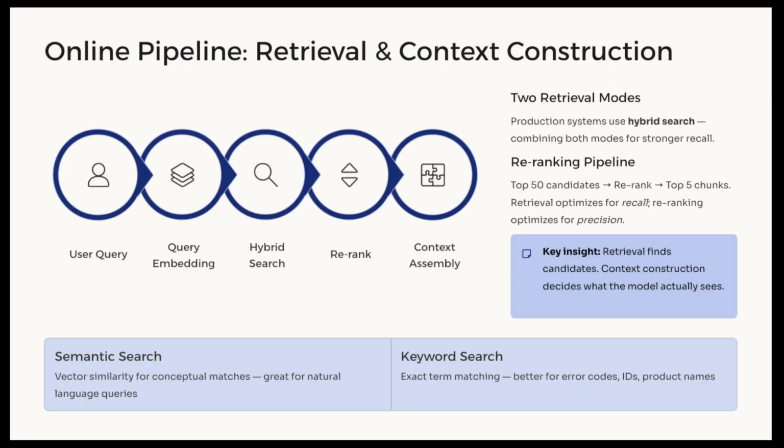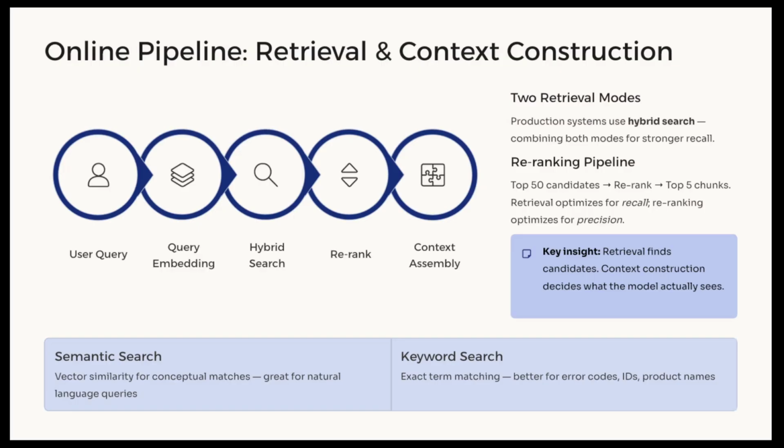At query time, the online pipeline starts. The flow looks like this. The user query is converted into a query embedding. Then the system retrieves the top K chunks. Then it re-ranks the results. Then it builds the context. Then it sends the final prompt to the LLM. First, the user query is converted into an embedding. Then the system searches the vector database for the most similar chunks.